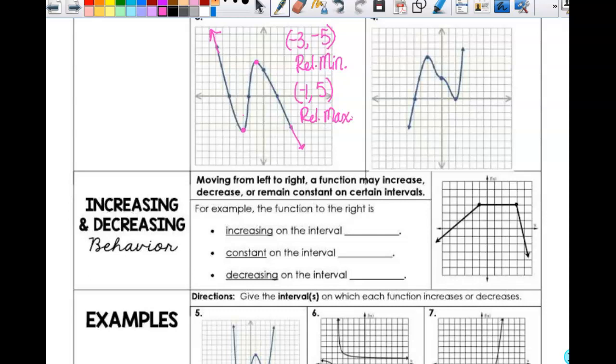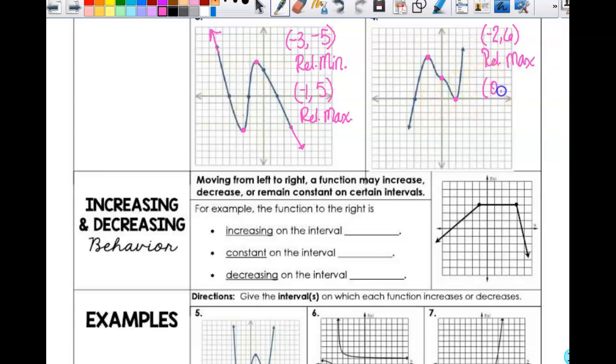How many critical points do I have on number 4? There's 3. So there's this one and this one, but then there's also that one. Okay? So let's talk about this first one. At -2, 1, 2, 3, 4, 5, 6. At -2, 6, that's a maximum. What kind? Relative. So it's a relative maximum.